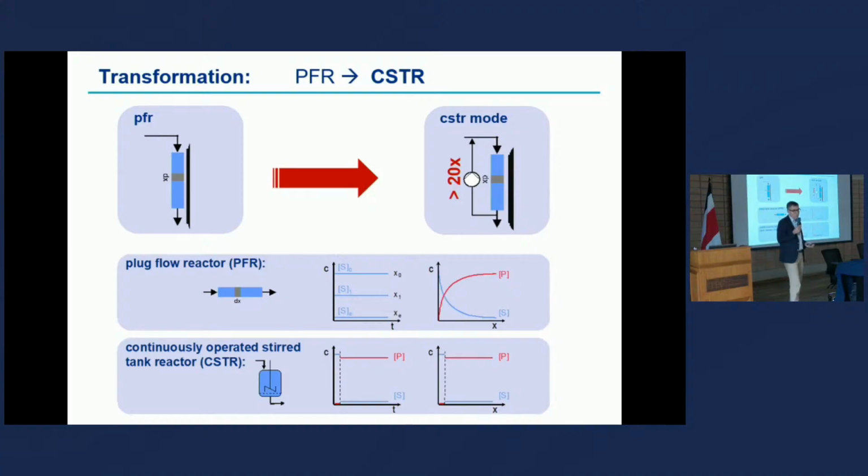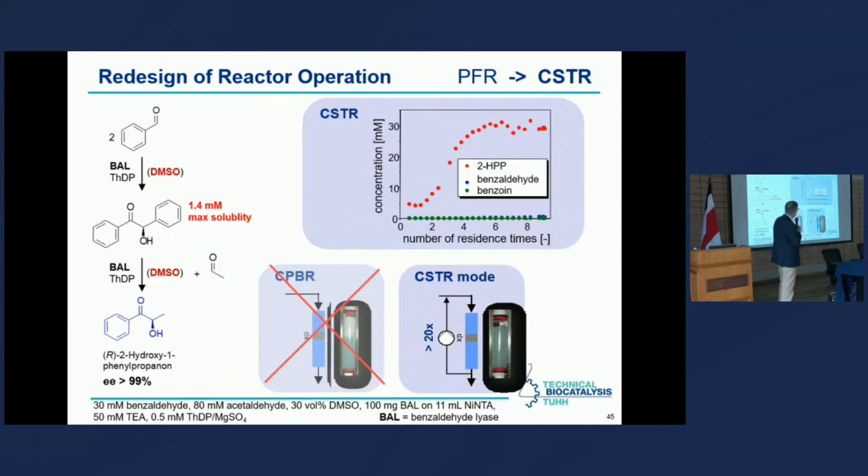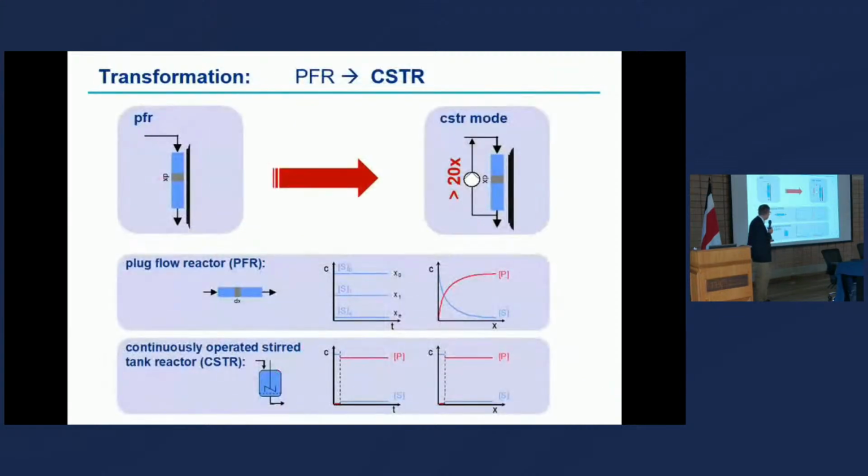Then we have CSTR performance, and if we're doing so, then you can see after a short time, we have a clear column. So everything is solubilized again, and we're moving to constant product production with minimum starting material concentration, as expected. Because CSTR, as you remember, is always maximum final product concentration, minimum starting or intermediate concentration.